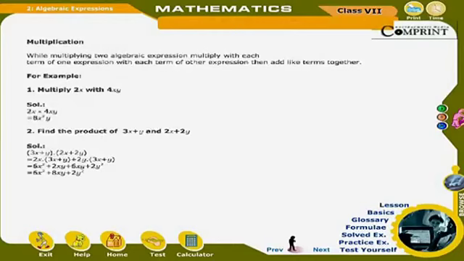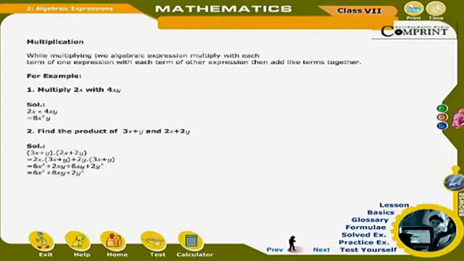Multiplication. While multiplying two algebraic expressions, multiply each term of one expression with each term of another expression and then add like terms together. For example, 1. Multiply 2x with 4xy. Solution: 2x into 4xy is equal to 8x square y.